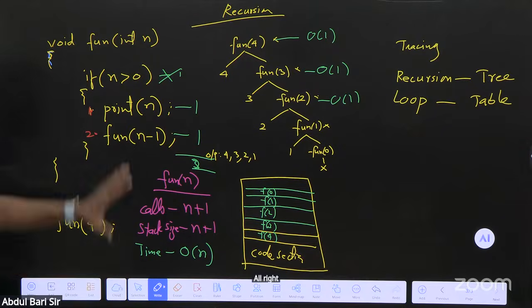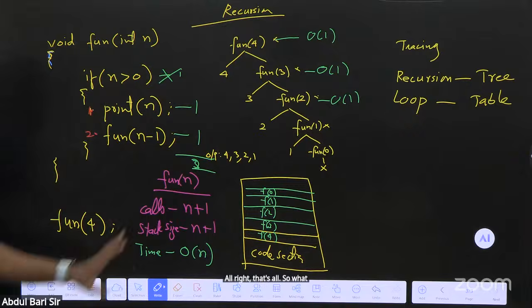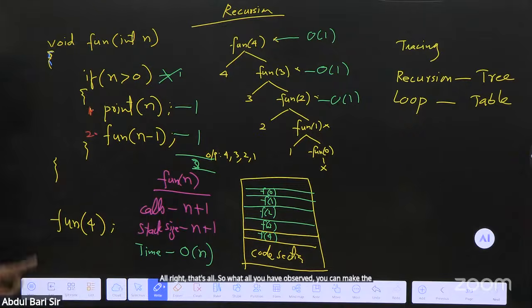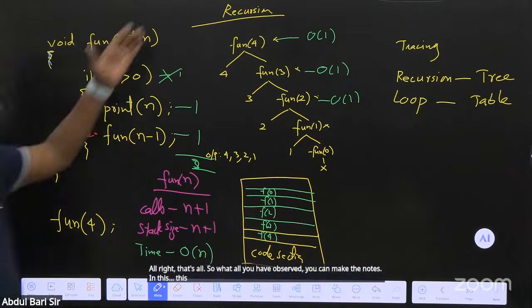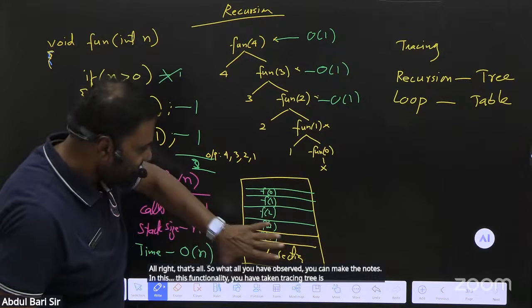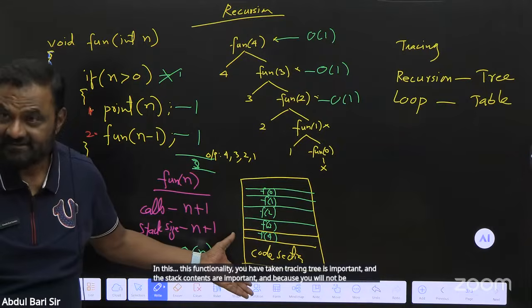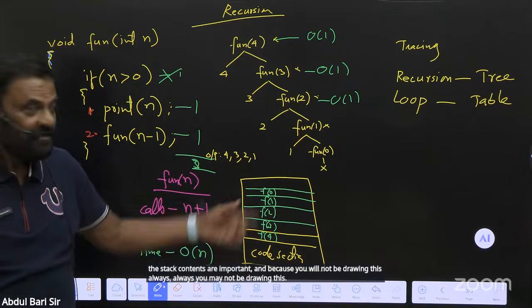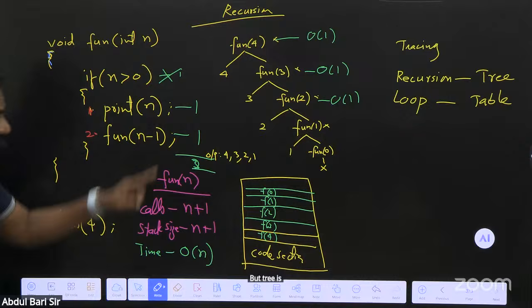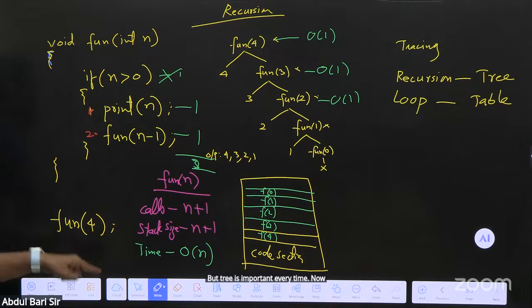All right? That's all. So what all you have observed, you can make the notes. In this function you have seen that the tracing tree is important, and the stack contents are important. You may not be drawing this always, but the tree is important every time. Now, finding the time is also important.